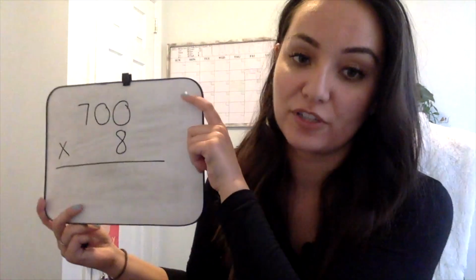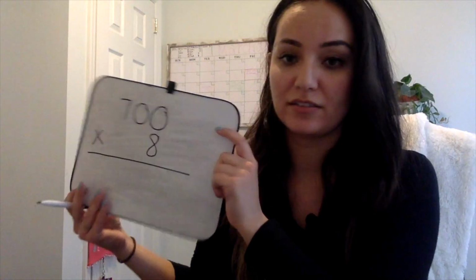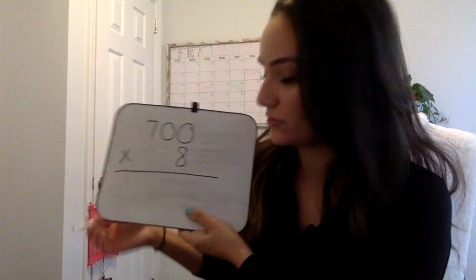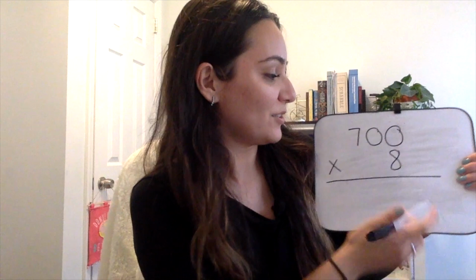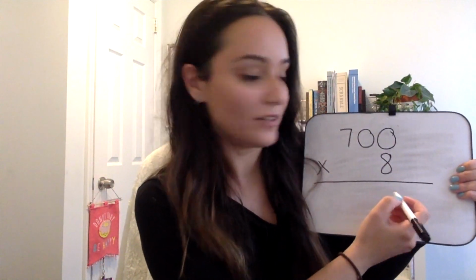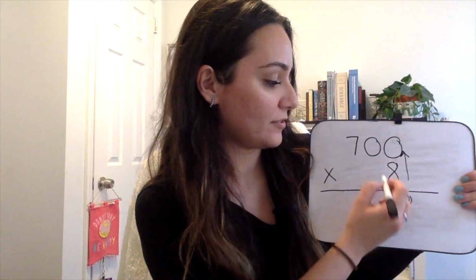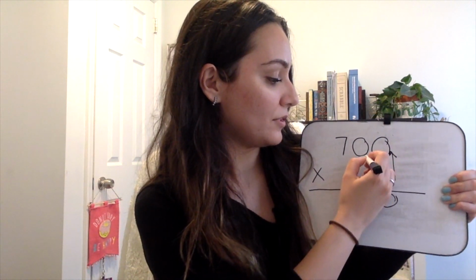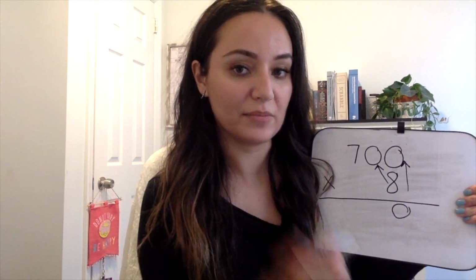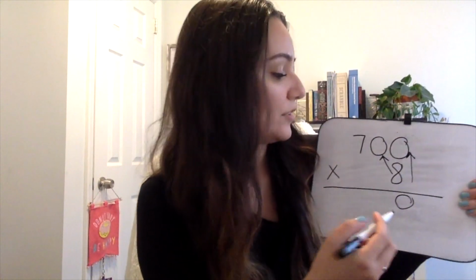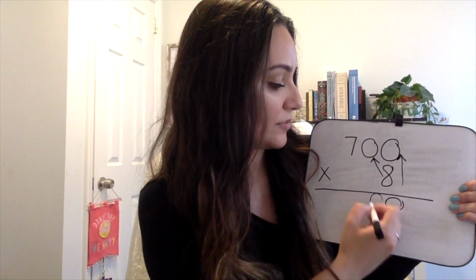8 times 0 is first. So 8 times 0 would give us, oh, okay. Oh, no, I can't. I have to go this way. So 8 times 0 gives us 0. So I go up and down first, okay? Then I go to the middle, which is 8 times 0 again. I'm sorry. Which gives me, again, 8 times 0 gives me 0.